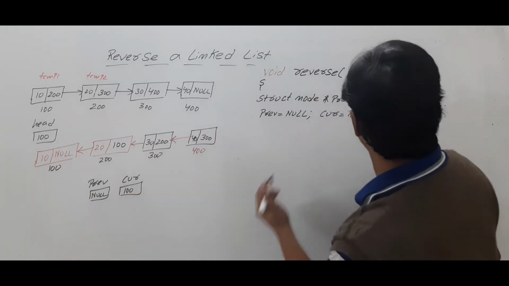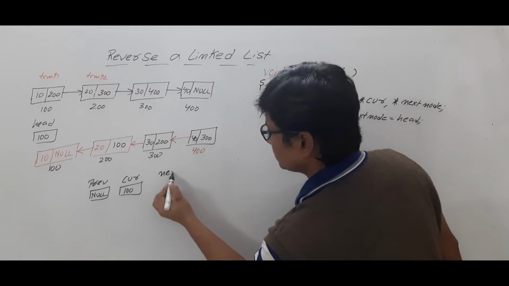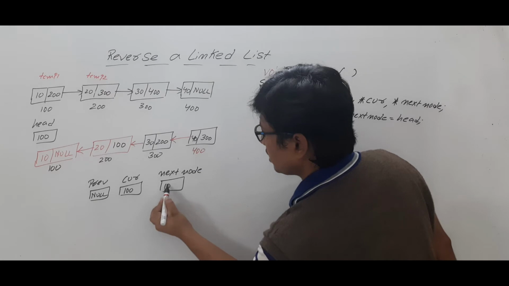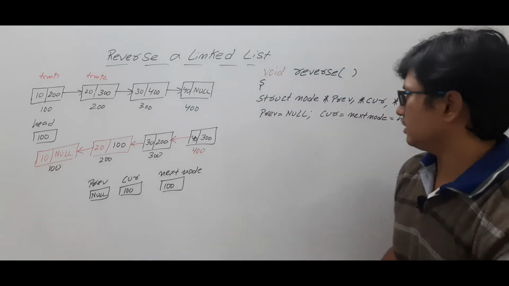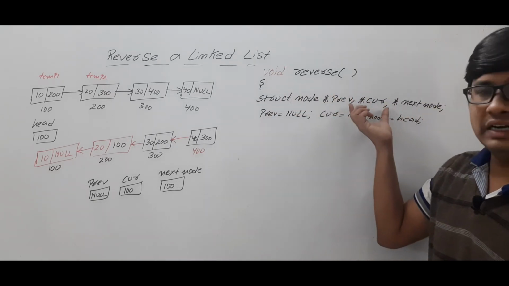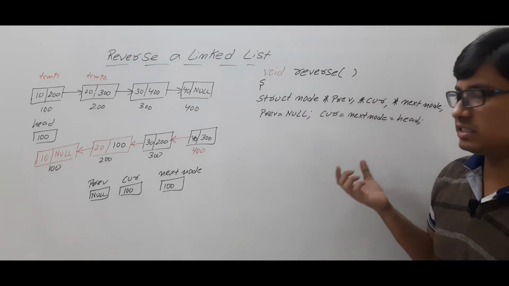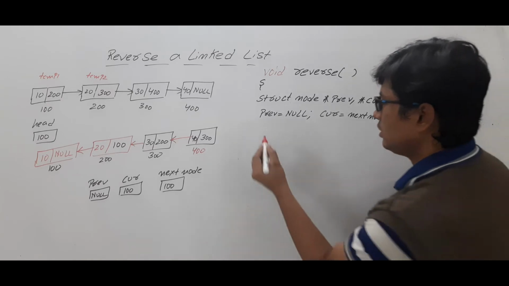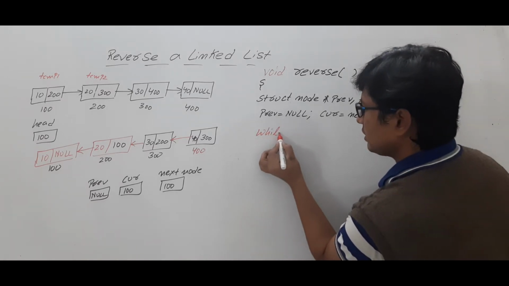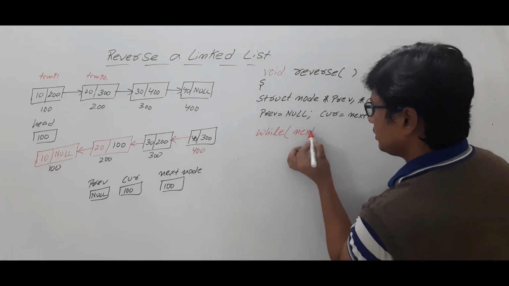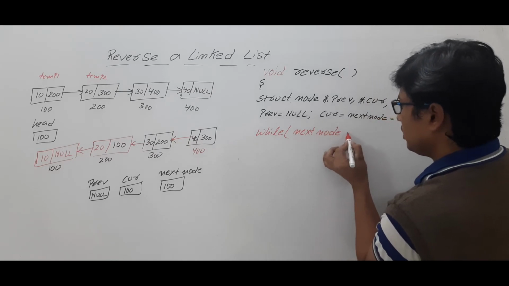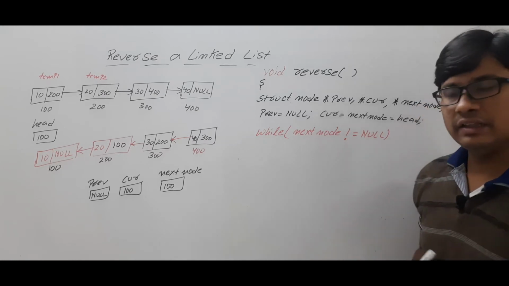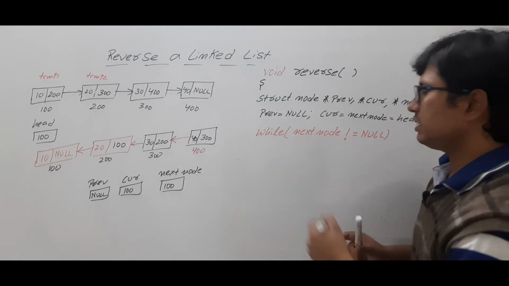Another one is the next node pointer which is having the address 100. Is it clear? So this is how we have declared the 3 pointers and initialized them. Now I need to check a condition. While next node not equal to null. First let me write the logic for you, then I will discuss it with an example.